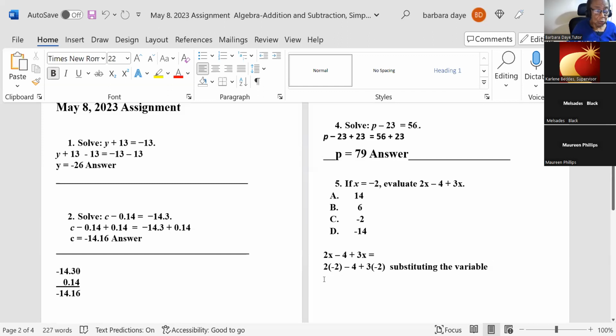So Maureen, what's 2 times a minus 2? A minus 4. That's it, minus 4. And then we've got minus 4. And what's 3 times a minus 2? Minus 6. Okay. And what is that equal to? 14. Plus or minus? Minus. That's it, minus 14. That's the answer. Answer D.